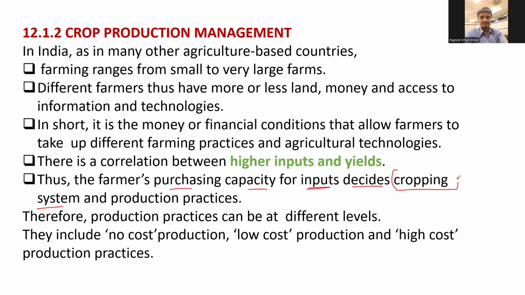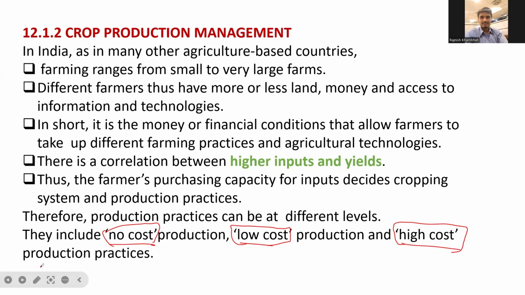Okay, means what type of agriculture management they will choose. And according to that only, they can utilize production practices. Therefore, production practices can be at different levels, which can be of no cost type, low cost production type, and high cost production type. Okay, no cost, low cost, high cost. So these are the three things a farmer can choose.